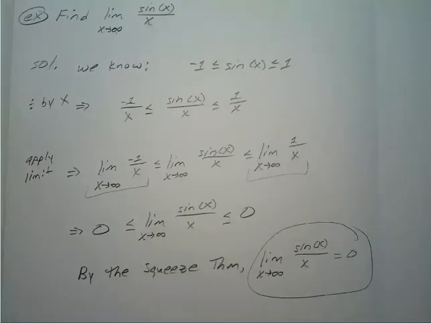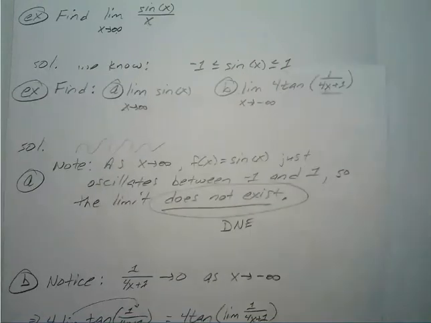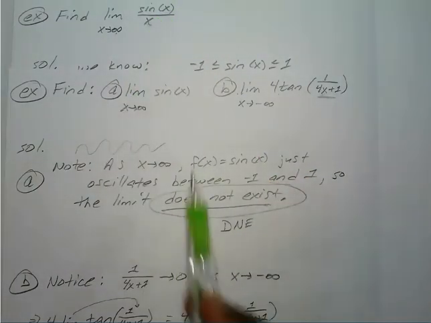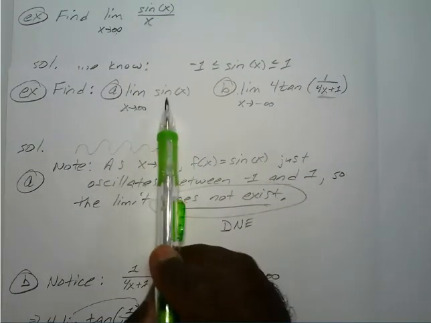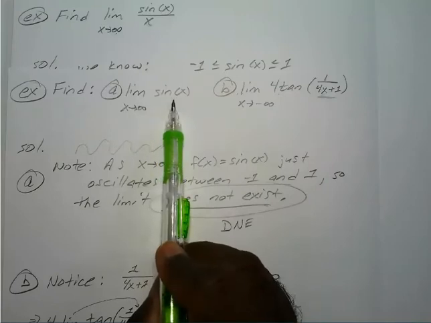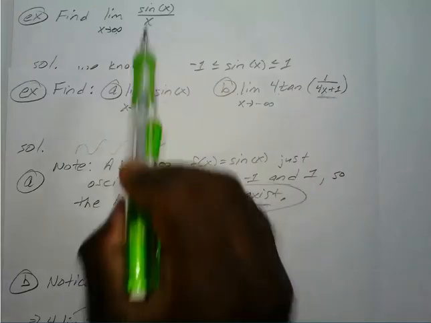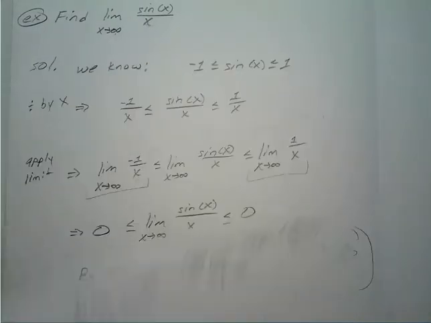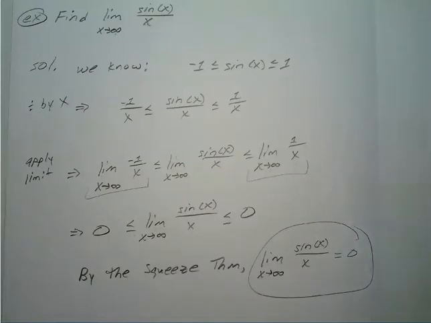Now remember when I said on the previous page that the limit of sine of x is not the same as the limit of sine of x over x. The fact that it oscillates is a rule you can only use for the limit of sine of x and the limit of cosine of x. When it's something different like that, then you use the squeeze theorem, and that helps.